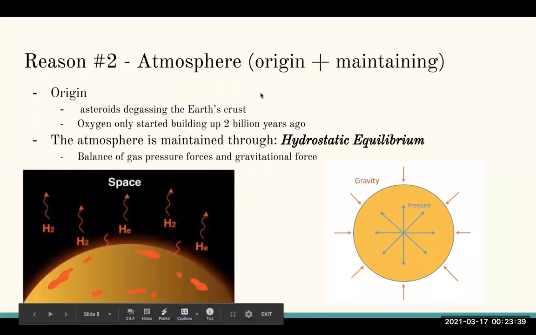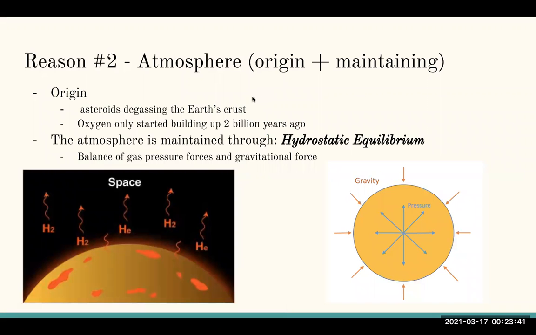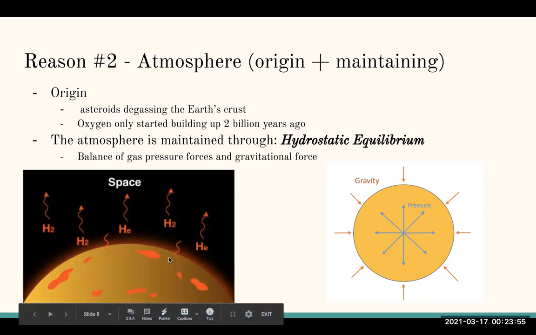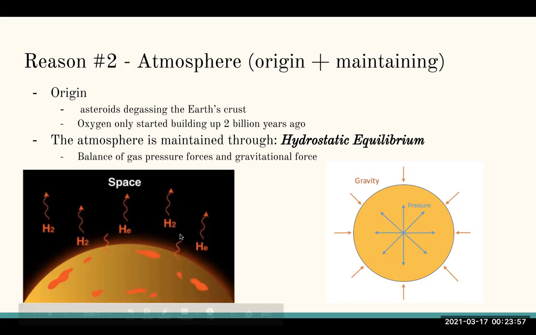So the second reason that there is life on Earth is because of our atmosphere. We will begin by talking about the origin of the atmosphere. So how did the atmosphere start? The main theory is that asteroids came and hit our Earth. They completely bombarded our Earth. I believe it was a time called the heavy bombardment, in the early solar system formation.